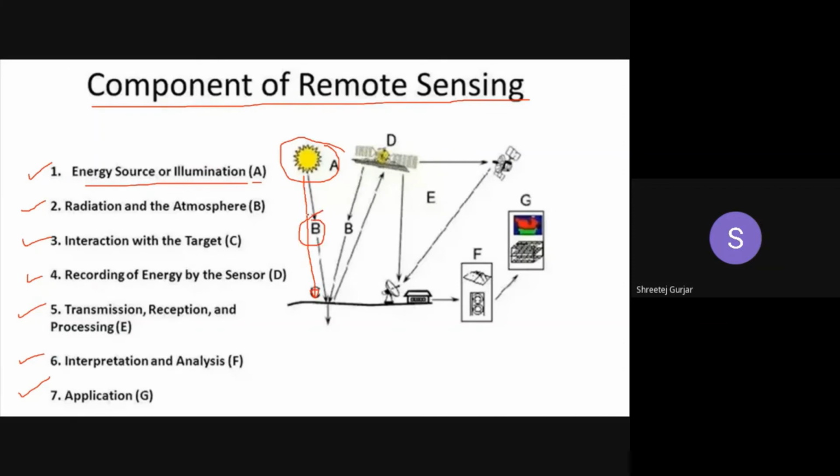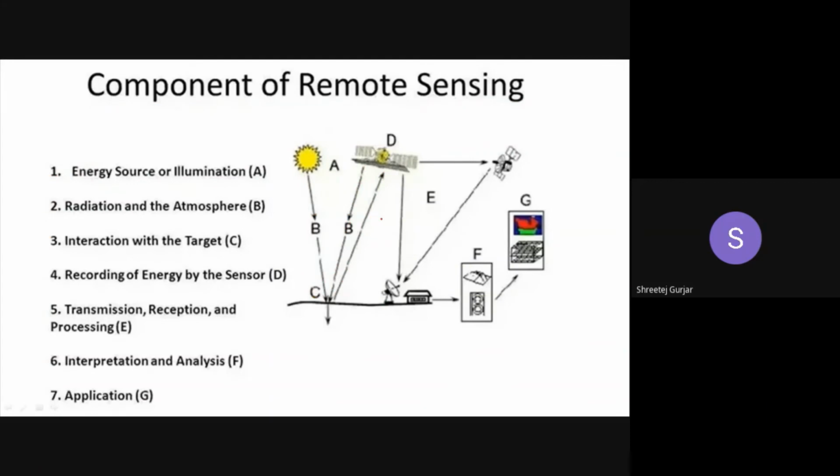Okay, so here we have one more concept wherein we are sending the energy, right? We are sending the energy from the satellite itself. You can see we have one more B over here, wherein the satellite sends its own energy, instead of gathering the energy reflected by the object from the sun, right? Instead of the sun's radiation, we use our own energy source, which is given by the satellite, and then that is reflected back and it is recorded by the sensor.